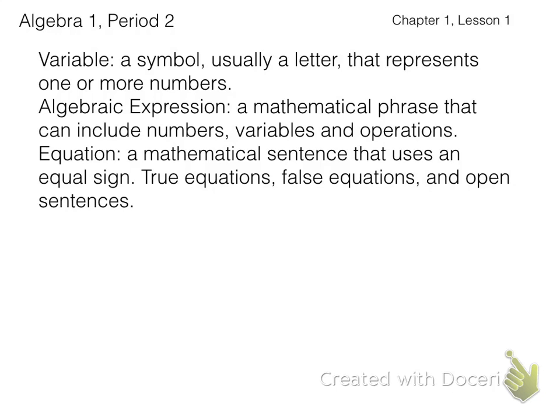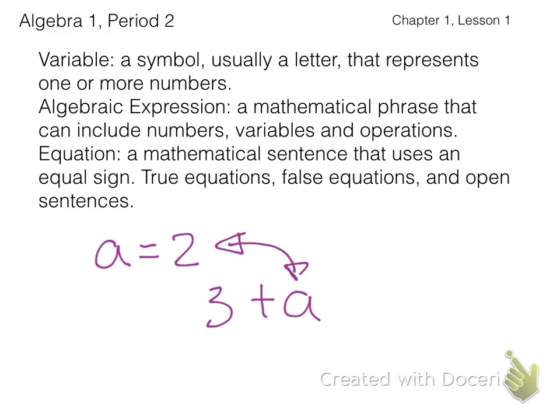Alright, so let's talk about math. Variables. A variable is a symbol, usually a letter, that represents one or more numbers. So I can say the letter A is going to represent 2, right? So wherever I see the letter A, like 3 plus A, and I've told you that A represents 2, you can then replace this letter A with the number 2. So that leads you to 3 plus 2, which, as most people realize, equals 5.